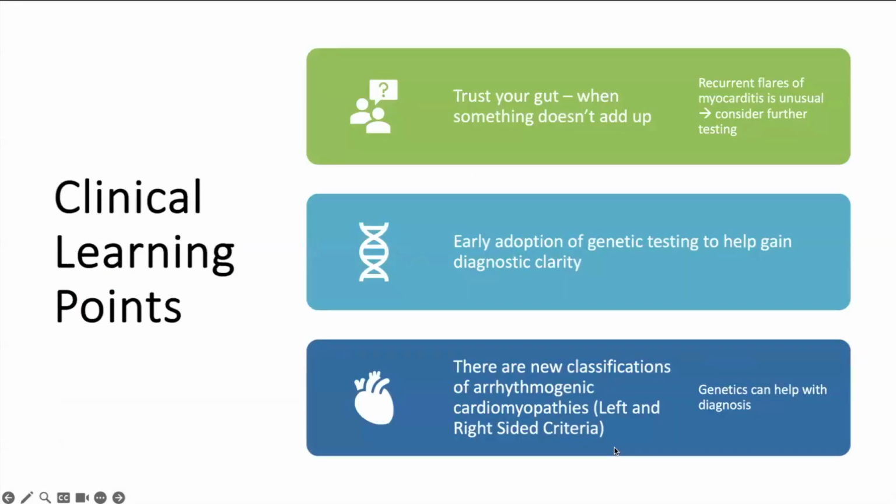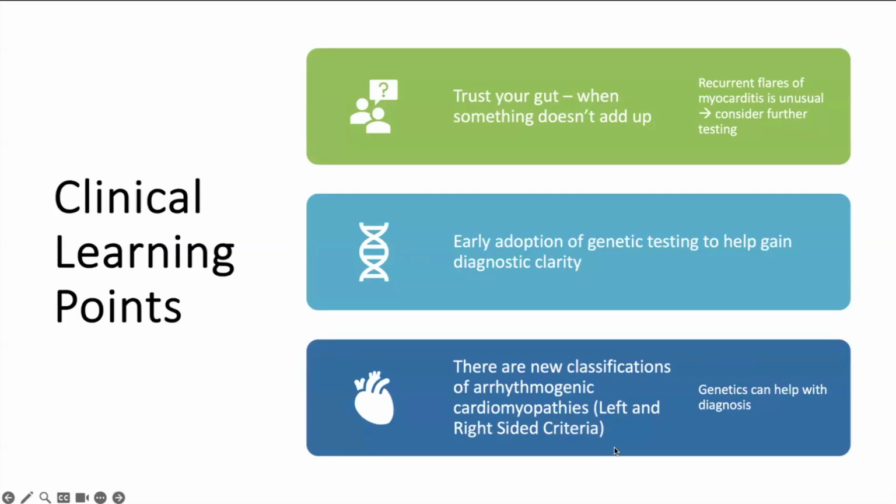Our learning points here: trust your gut when something doesn't add up. In this patient, she was having recurrent flares. You don't usually have recurrent flares of myocarditis; usually it's triggered by some sort of viral infection. And the fact that someone was having continuous episodes with recurrent flares seemed a little bit unusual. Hence the workup for sarcoid, which still turned up unusual.